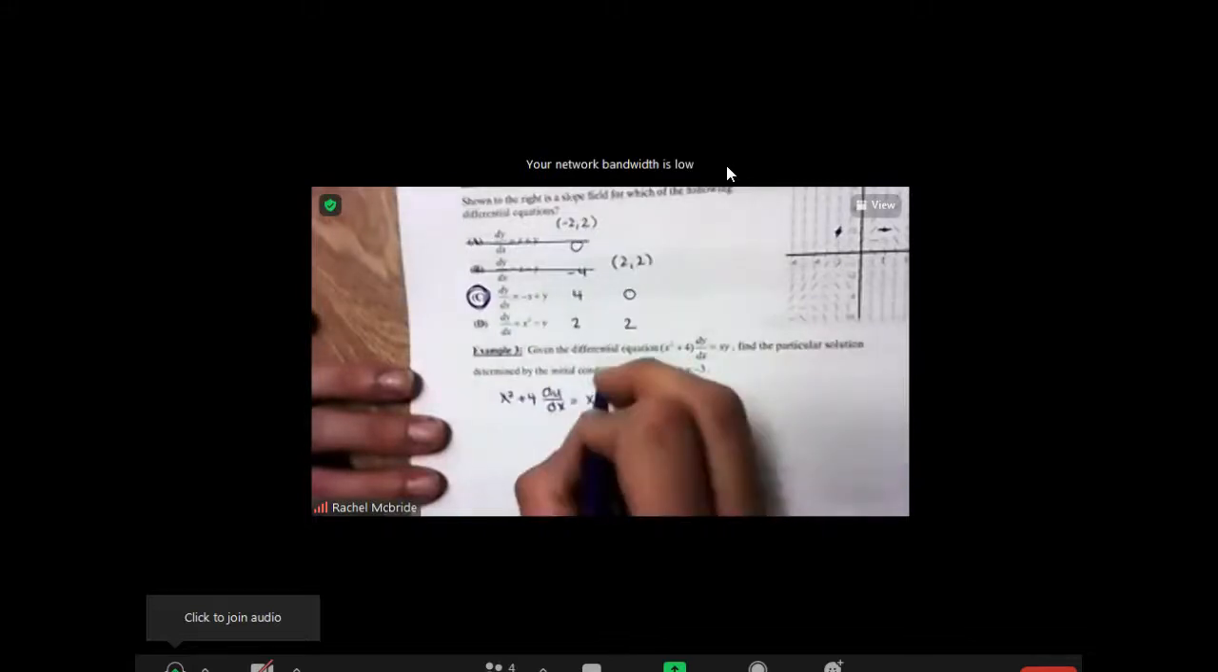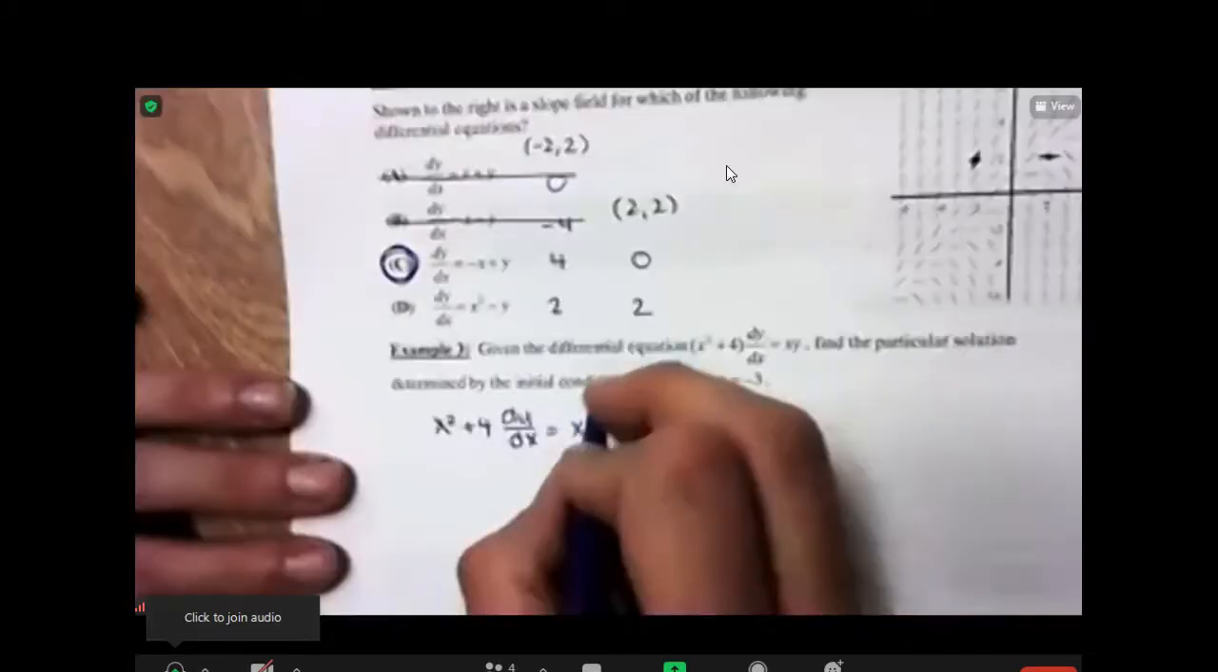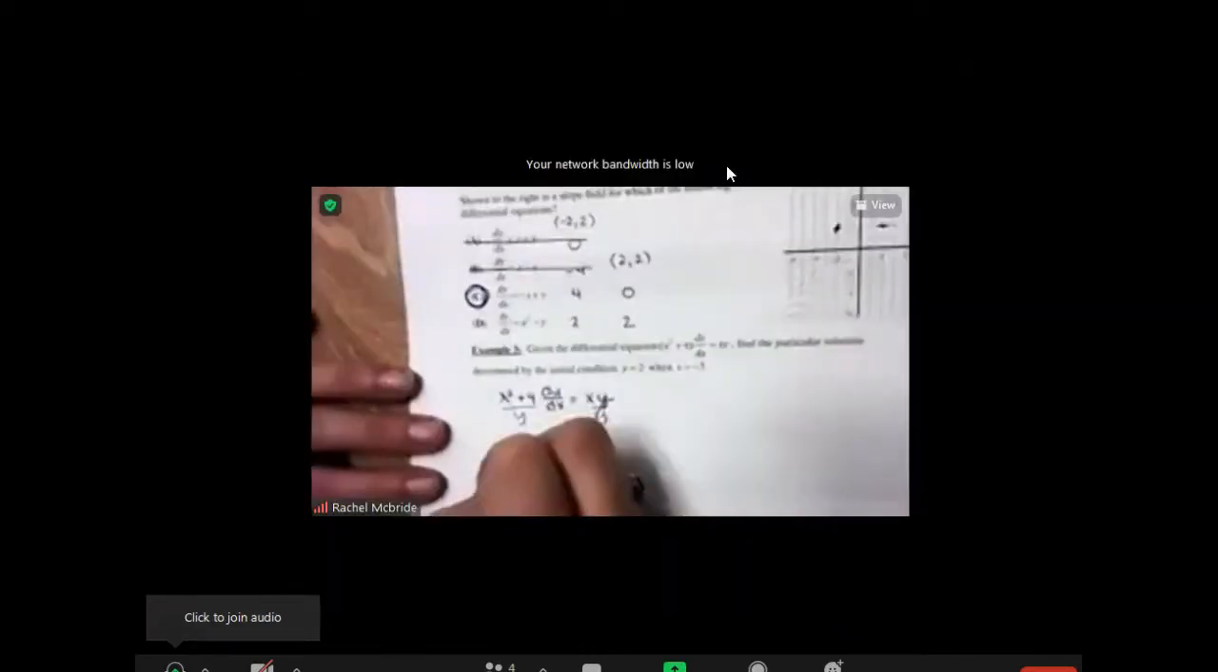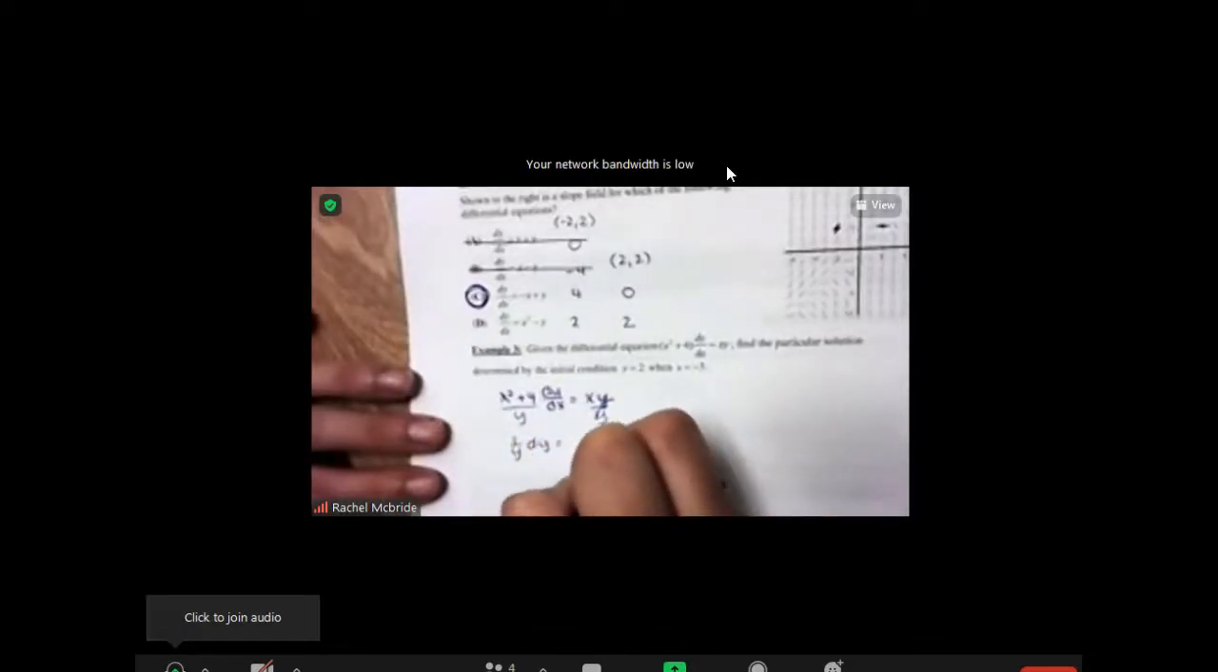So I would probably start by dividing both sides by y. And then I would also divide both sides by x squared plus 4. And then multiply by dx. So you have 1 over y dy equals x over x squared plus 4 dx.